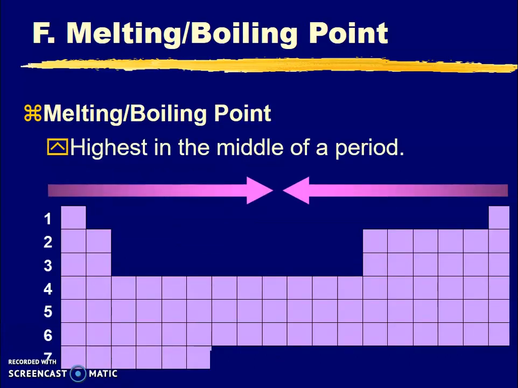Okay, the next pattern we see is melting and boiling points. As you move towards the center of the periodic table, you're going to have increasing melting and boiling points. This means if it's a solid, how high of a temperature do you have to get it to melt it? If it's a liquid, how high of a temperature do you have to get it to boil? As you move towards the center, you're going to need higher temperatures to melt and boil those items, while further out from the center, to the left or to the right, you will need lower temperatures.